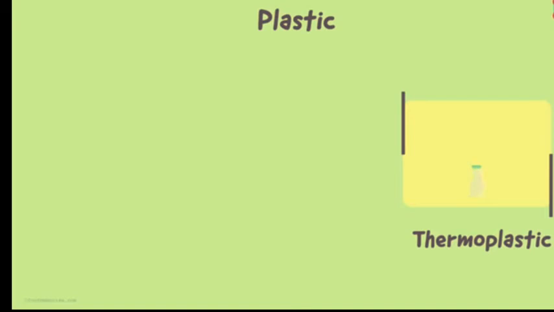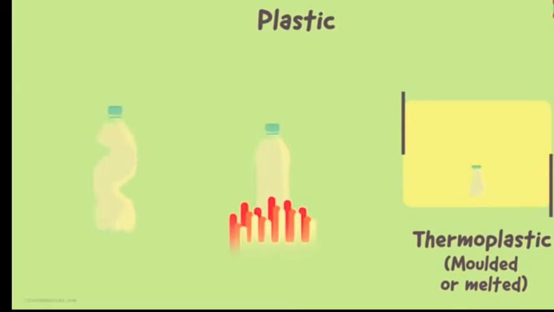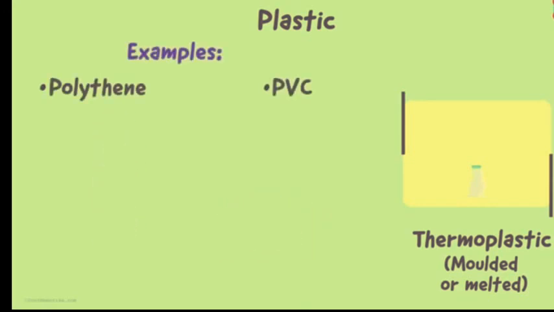Next we'll see thermoplastic. Now thermoplastic is something that can be molded or melted. How does it work? It gets melted by heat. It doesn't have the capacity to withstand it. Therefore this plastic can easily melt and be molded. The examples are polythene and PVC. These are the types of plastics that are thermoplastic.